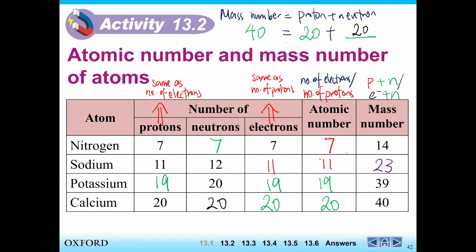Okay, so this is how we find the number of protons, neutrons, electrons, atomic number, and mass number using these formulas that I've written up here. So please be familiar with them.